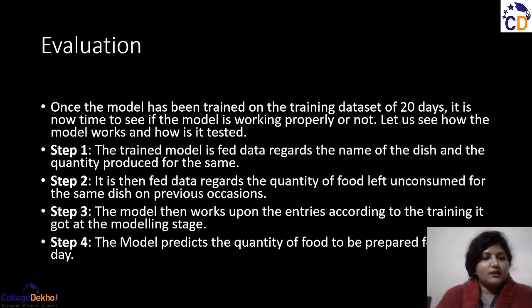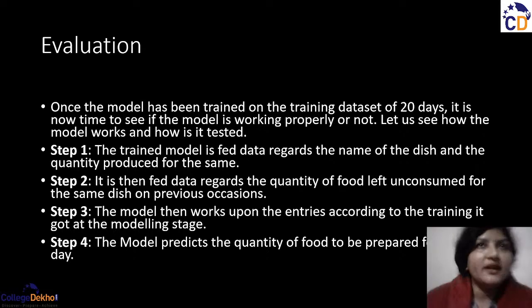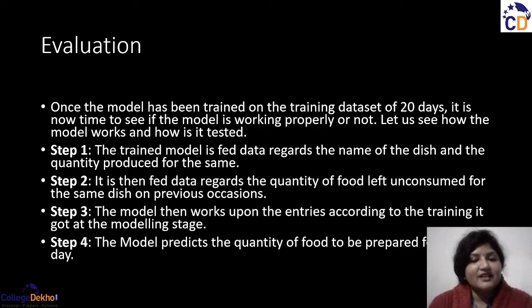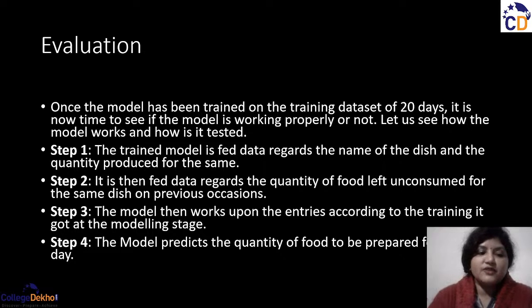Let us start with this evaluation part. Step 1, the trained model is fed data regarding the name of the dish and the quantity produced for the same. So we have taken only three factors, right? What are those three factors? Name of the dish, the quantity of dish prepared per day and quantity of leftover food, right? The second step is it is then fed data regarding the quantity of food left unconsumed for the same dish on previous occasions. So now it is going to check earlier with the same dish how much food is left.